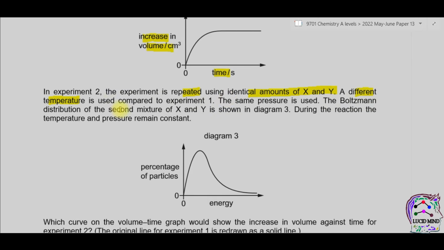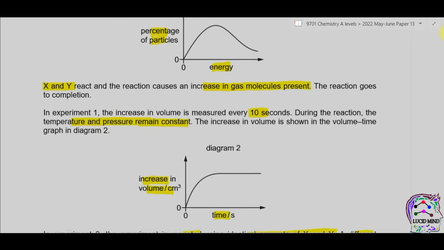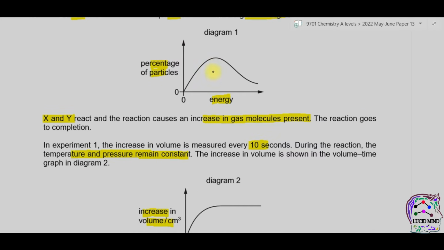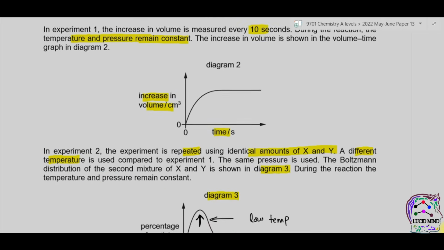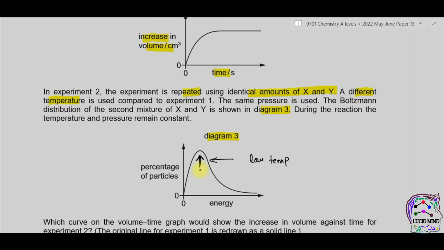The Boltzmann distribution of the second mixture of X and Y is shown in diagram 3. Now from diagram 3 we can find out whether the temperature is less than the previous experiment or more. You can see the hump has moved backwards and it has risen above. So it means this is low temperature, because at high temperature the hump moves forward and is lowered, as given in diagram 1. At low temperature it moves backward and goes higher, because the area under the curve is the same as the amount is identical.